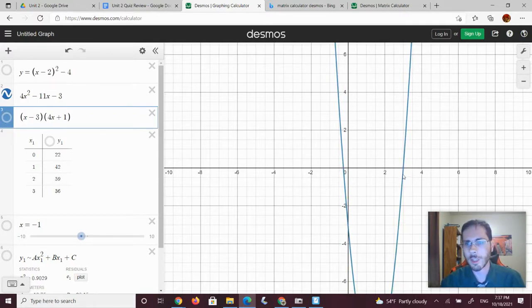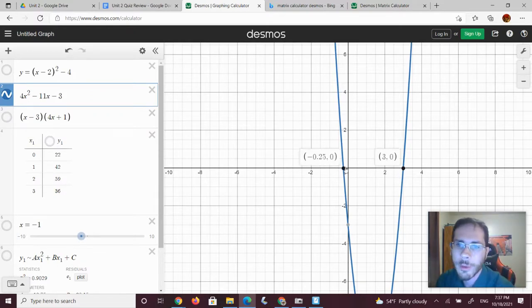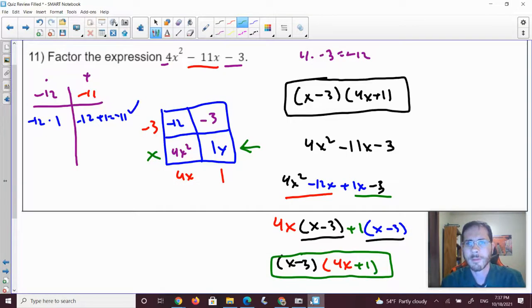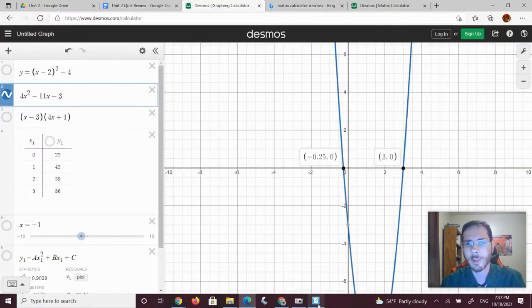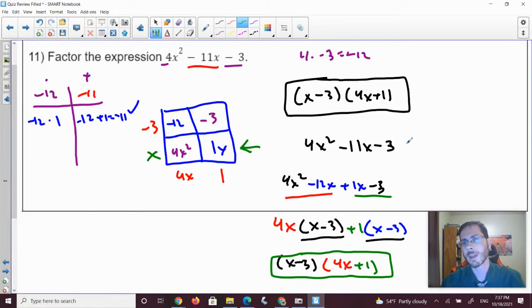If I really want to double check, I got (3, 0) and (negative a fourth, 0). And so if I plug this 3 in, I do get a 0 because 3 minus 3 is 0. So that's good. That works out. Negative 0.25: if I plug that in over here, 4 times negative 0.25 is negative 1. Negative 1 plus 1 is 0. So I got it that way too.